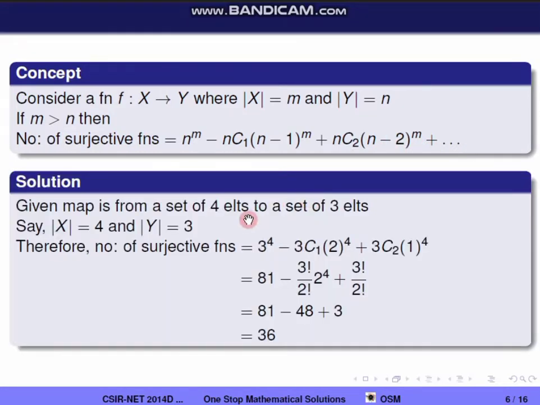So we have to find how many surjective maps can be defined from a set of 4 elements to a set of 3 elements. So here m is equal to 4 and n is equal to 3. So for the number of surjective functions, we are using this formula. Just substitute n and m.